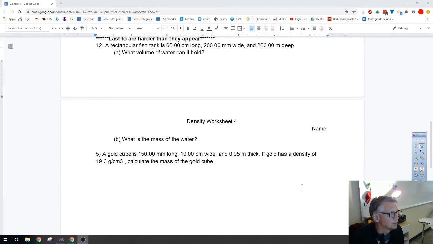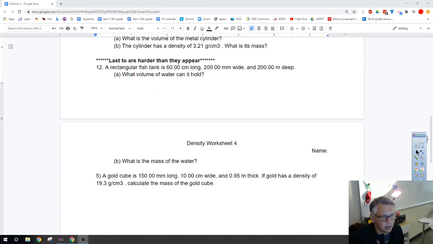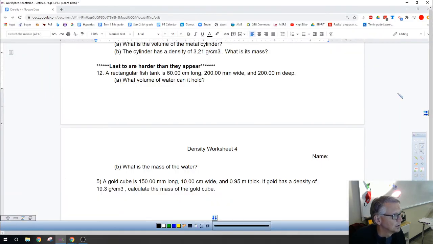Number 12 stretches over 2 pages. I should have split that for you. So a rectangular fish tank is 60 centimeters by 200 millimeters by 20 meters deep. So we need to have them all in centimeters. So we need to convert millimeters to centimeters. So we're at milli and we're going to centi. So we need to go to the left one place. So that would give us 20. And if we're at meters and we need to get to centimeters, we need to go to the right 2 places. So that's where our new decimal point is.